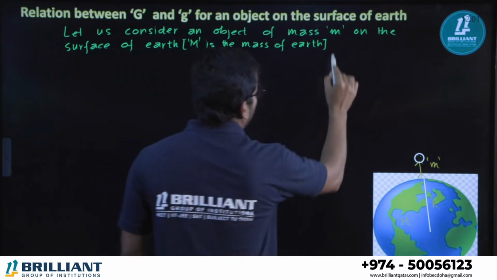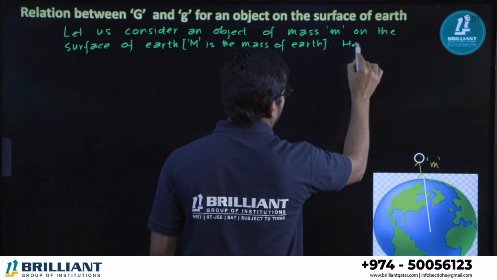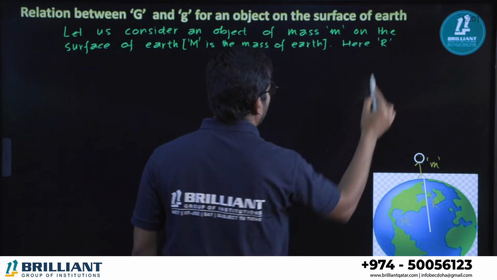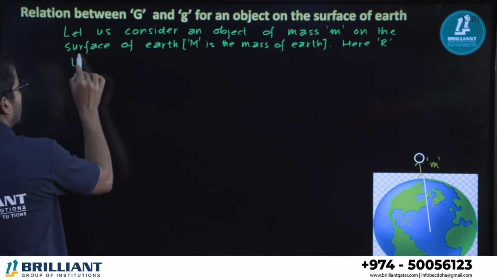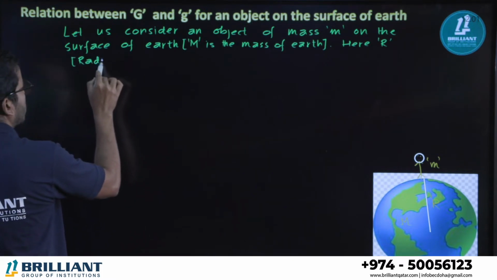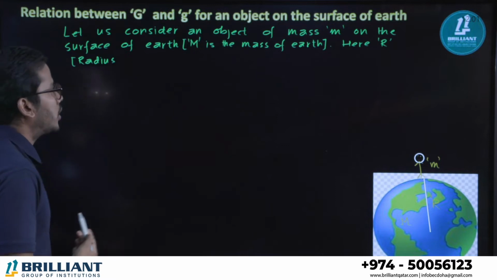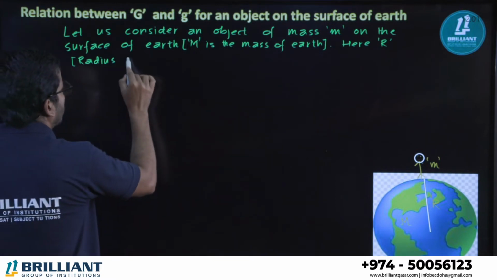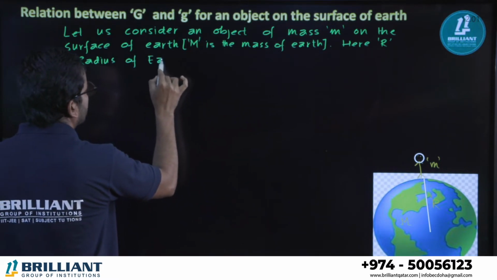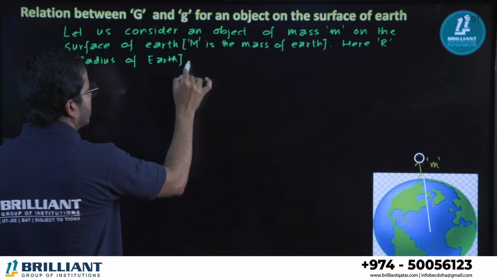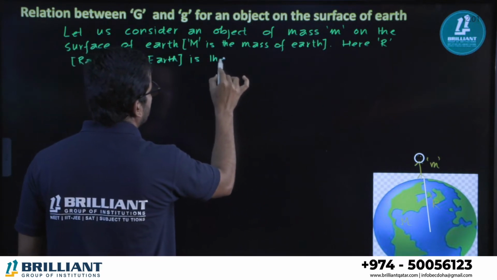All right. So here you're gonna tell me R. What's R? Radius of Earth, right? I'm gonna put it in a bracket. So that's the beauty. You need to tell everything what you are writing here. Here, radius of Earth, right, is the distance between them.